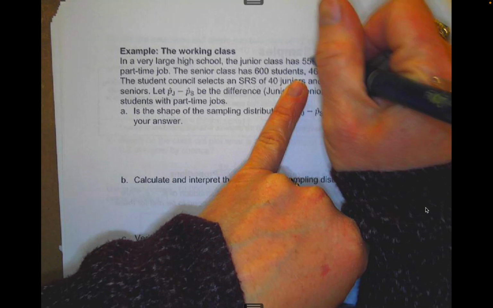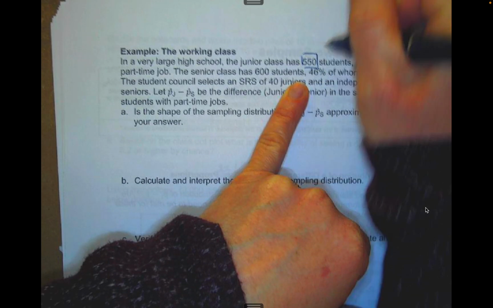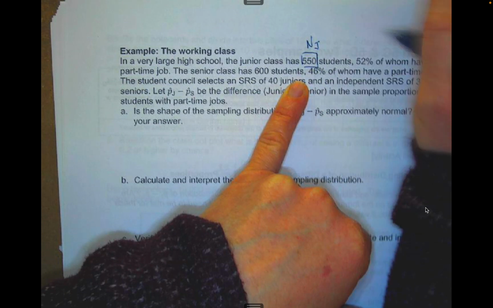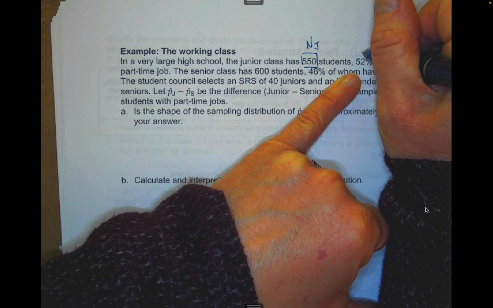Alright, this right here, the 550 is what? This is the population size. This is the population of the juniors. The 52% or 0.52 is what? The true proportion of juniors. And then the same thing here for the seniors. The 600 is the population size of the seniors. The 46% or the 0.46 is the proportion for the seniors, the true proportion. We take a simple random sample of 40 and another simple random sample of 35. Those are our two sample sizes.